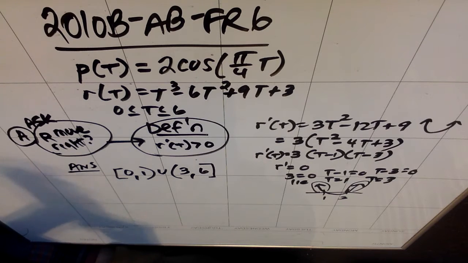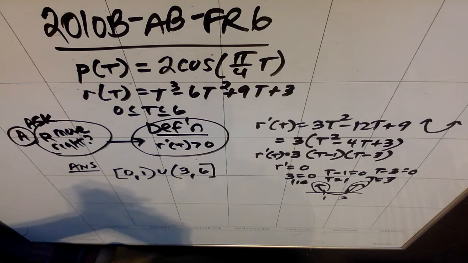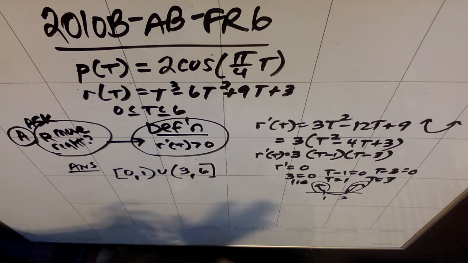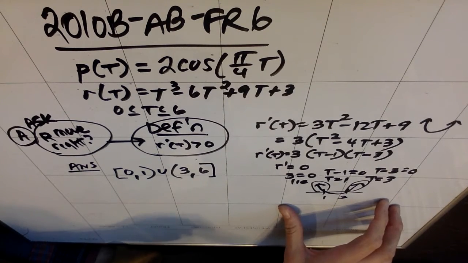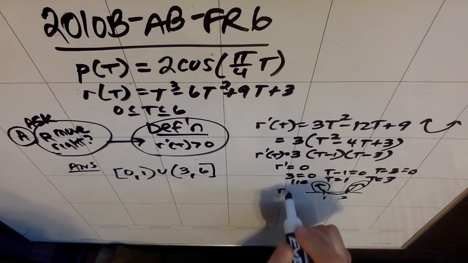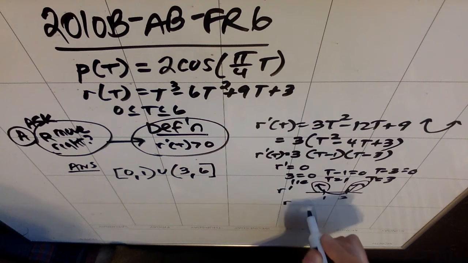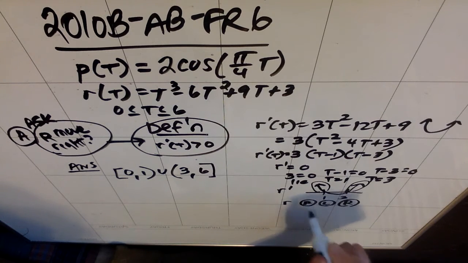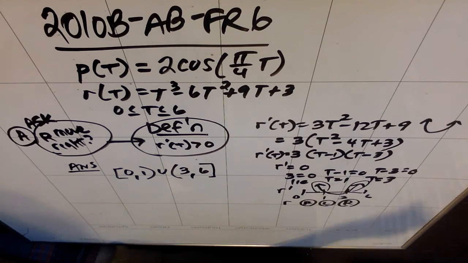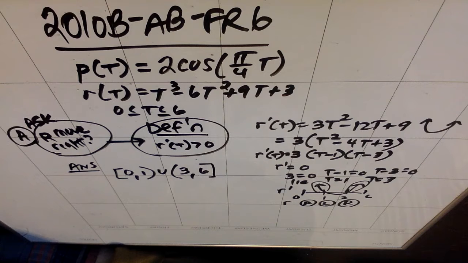Cool. Part B. For that same window from 0 to 6 inclusive, find all times t during which the two particles are traveling in opposite directions. Okay, so we already have a sign chart for R, right? So we already know that this is my R prime. So we know that R was moving right and then left and then right again, starting at 0 and ending at 6. So now we just need to make a sign chart for P prime and figure out which way P is moving, and then we can answer the question pretty easily.